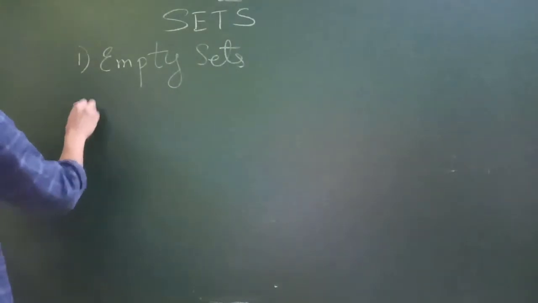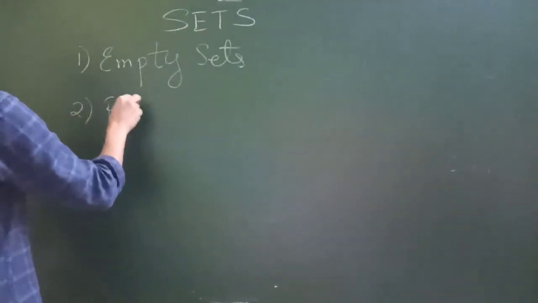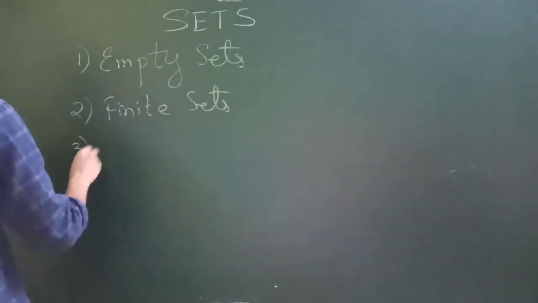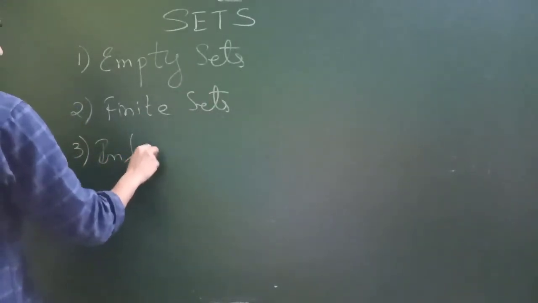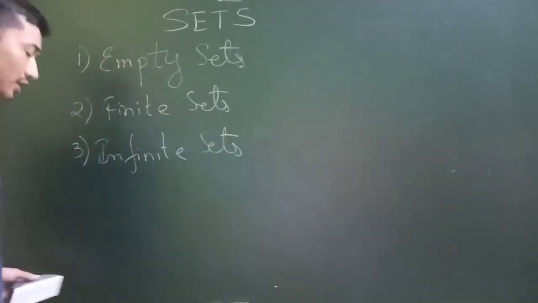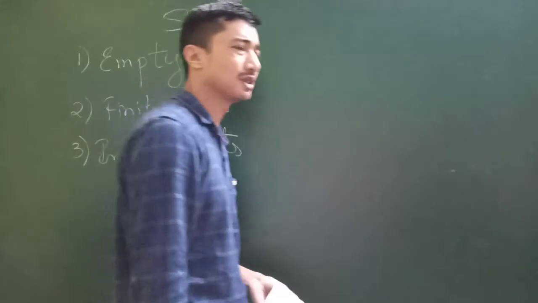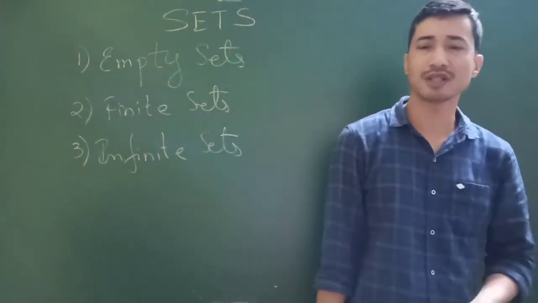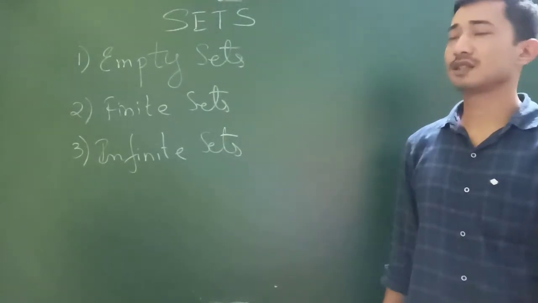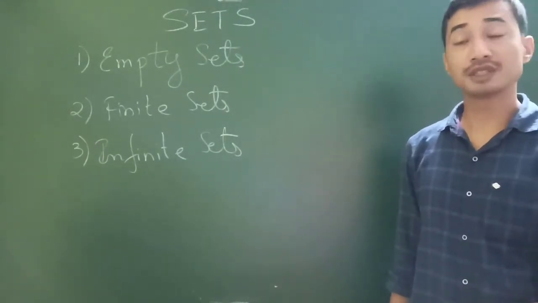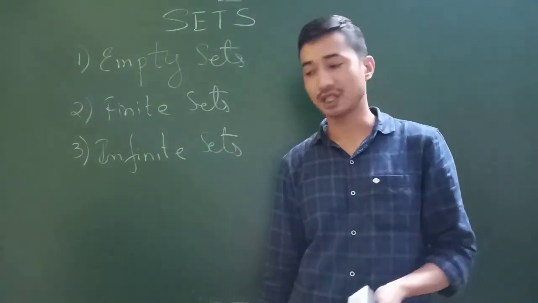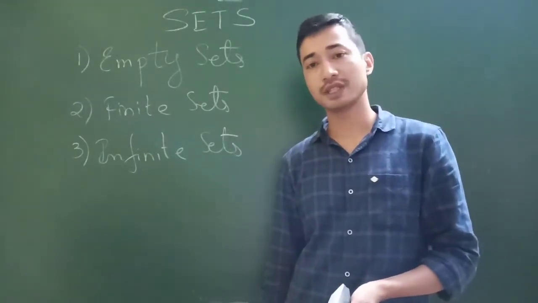Second type of sets would be finite. When I'm discussing finite, simultaneously let's talk about infinite. These are just some basic sets. What are finite sets? Simple concept. That's why I have always mentioned English is very important in mathematics, or for being a science student. Finite sets are those sets where the number of elements can be counted. Infinite sets are those sets where the number of elements cannot be counted.